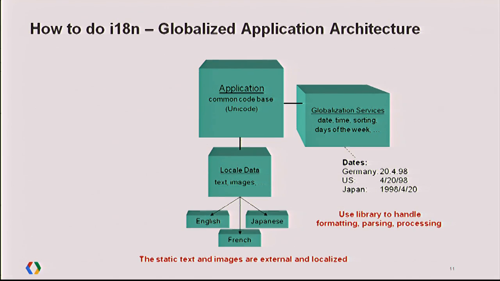So essentially, it's important to separate localizable resources from your main code base. Examples of localizable resources could be text, images, and so on. So notice here how the English, Japanese, and French versions are all separated out. If you were to use, for example, Java, you would use resource bundles to handle these language resources. And having those separated makes it easy for localization as well.